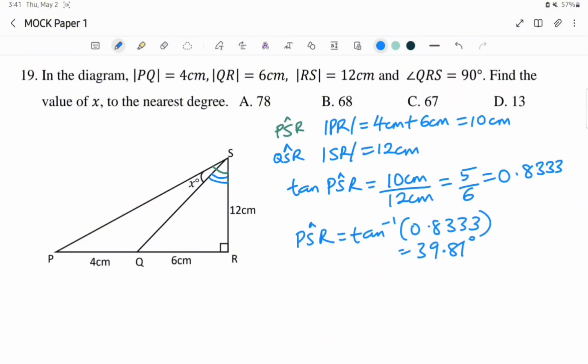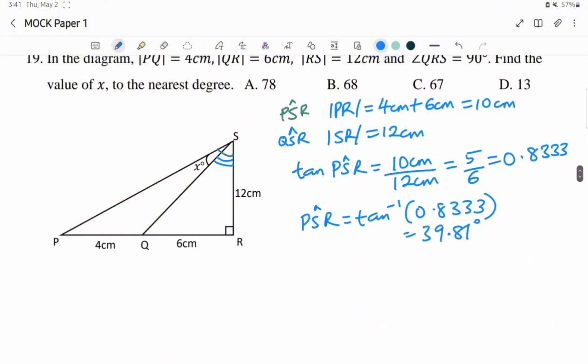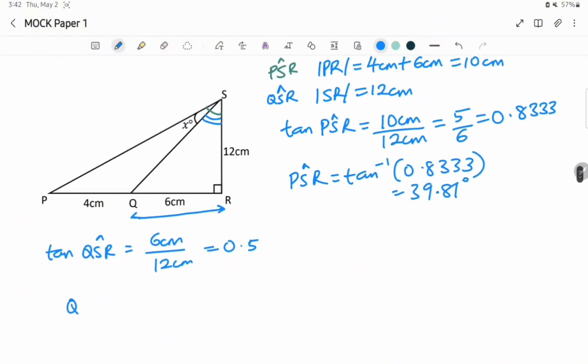So let's calculate the value of angle QSR. Well, for angle QSR, you can say that the side opposite to it is just this QR, while the side adjacent to it is still SR. So that means tan QSR is 6 centimeters over 12 centimeters, and that will give me 0.5. That would mean that QSR is arctan 0.5, which is equal to 26.57 degrees if you leave it at 2 decimal places.